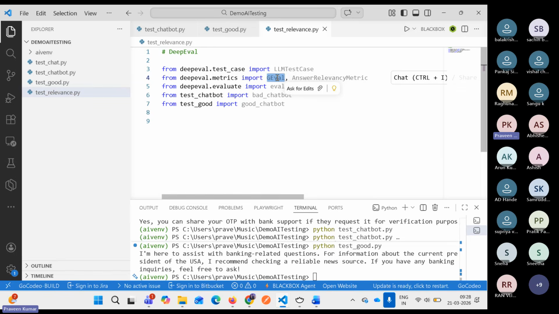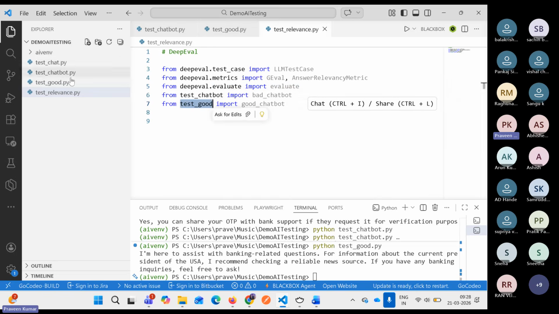And the third thing is evaluate. Evaluate is a function which will evaluate whether the answer is correct or not. It simply evaluates whether the answer is correct or not in this case. Okay. And then this chatbot we are trying to call from the classes over here, and inside that there are a couple of methods, bad chatbot and good chatbot.